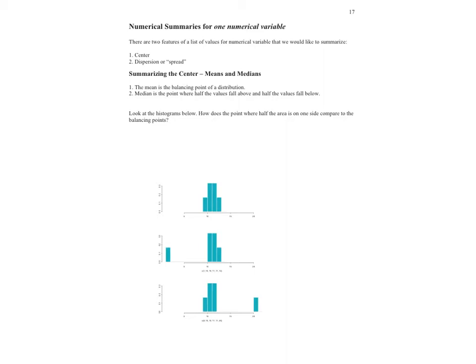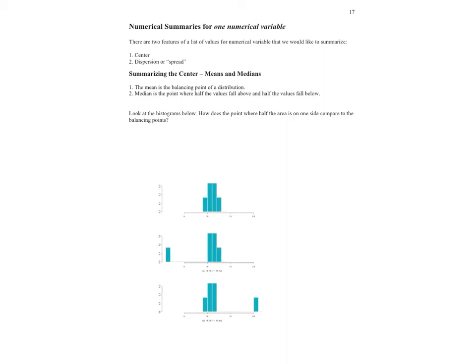So we're going to start by looking at numerical summaries for one numeric variable. If we have a list of values for the numeric variable that we would like to summarize in some way so we could convey them to others and put it in a report, there are two features to describe: the center and the dispersion, which is a fancy word for how spread out the values are. So let's first talk about the center.